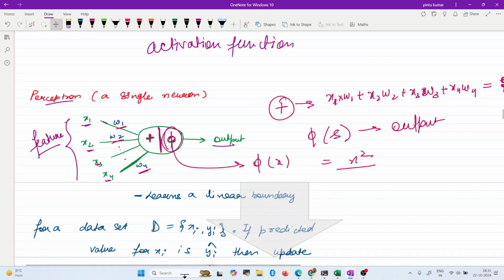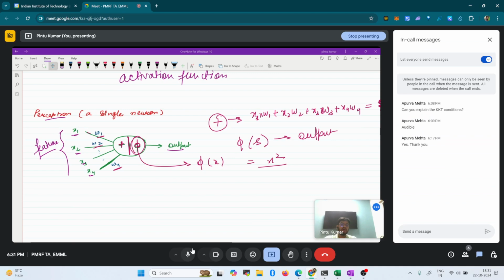So any doubt till this point? Yeah, if you have any doubt, you can please ask.